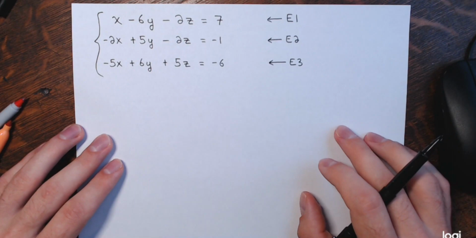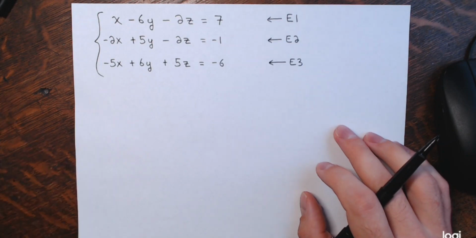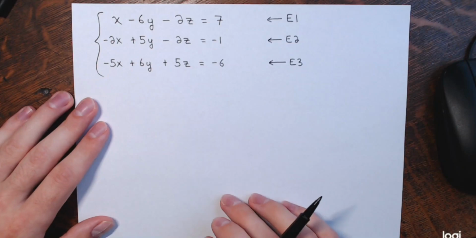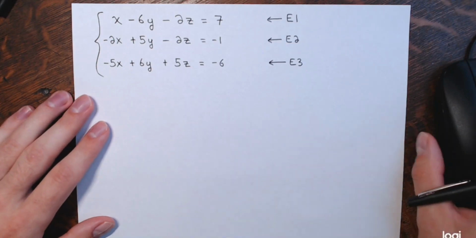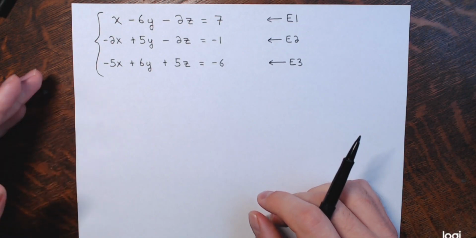All right. So this system here is like the system we saw back in the first question from this video. All three equations have all three variables. So when I choose to eliminate a variable, I need to do it twice.